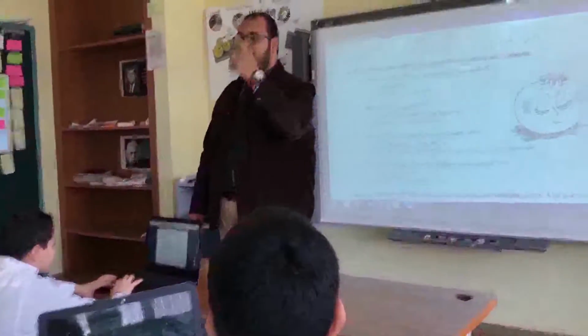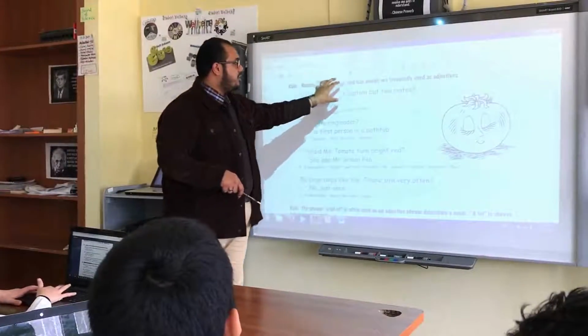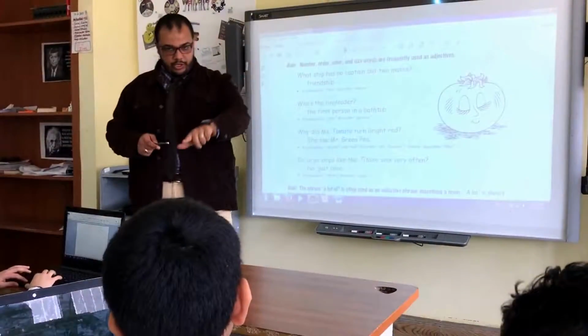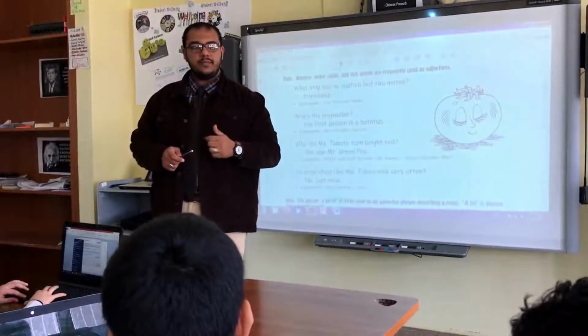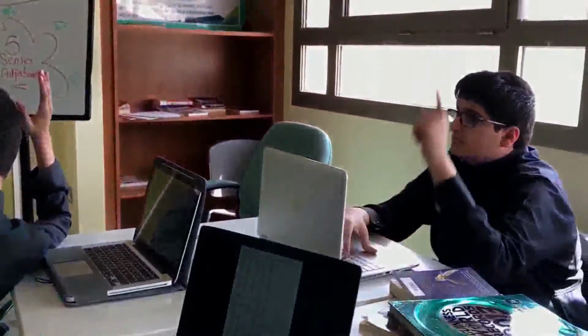So you have 2 tasks to do. The blue groups, you have 2 tasks to do: the diagram on the 4 categories of adjectives, and the worksheet attached here. Now let's move to the red group. The red group, raise your hands.